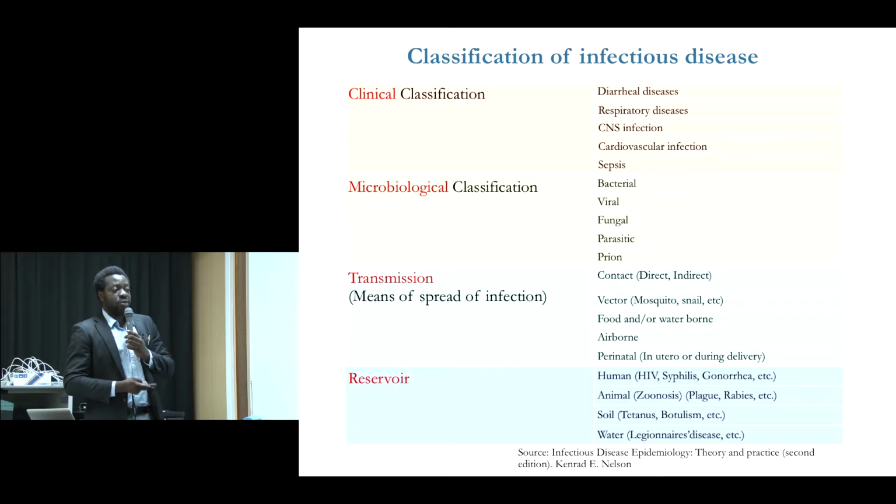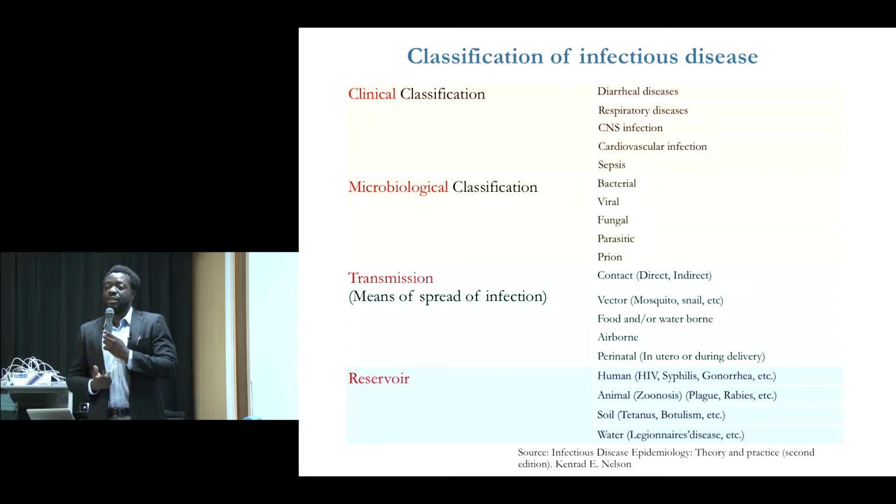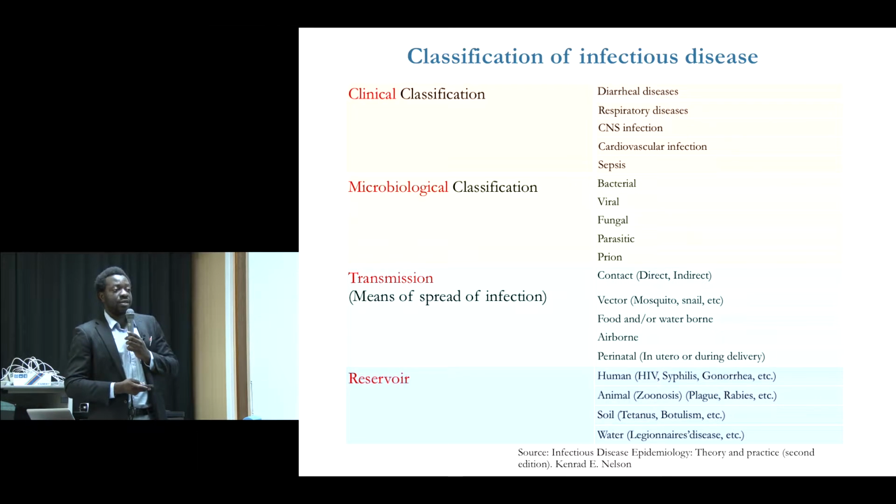And other people look at the reservoir. The reservoir is the natural home of the infectious agents. So the reservoir can be human, for example HIV, syphilis, gonorrhea. We have animal, and in that case, we talk about zoonosis. Soil, tetanus is one of these bacteria that we find in the soil. And water.